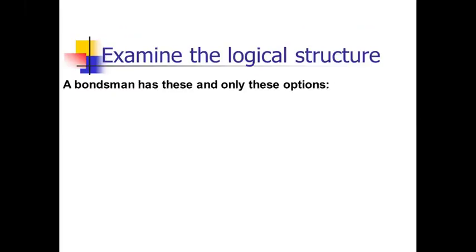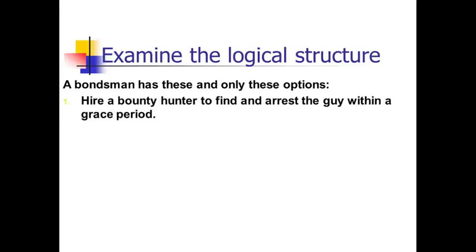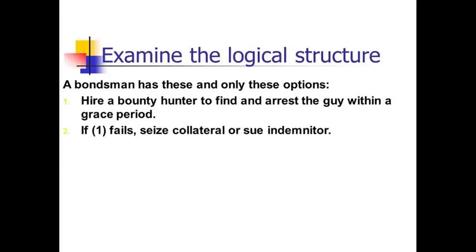There's also a set of logical arguments here, like a mathematical set of logical arguments. A bondsman has these and only these options, exactly three options. Here they are. You hire a bounty hunter to find and arrest the guy within the grace period. That's one option. Or, if that fails, you can seize the collateral or sue the indemnitors, so you take whatever the defendant left behind. And then if that fails, you have to pay the money yourself. The bondsman or bondswoman has to pay the money him or herself. So those are the three options, because the money is owed to the court. One of those things has to happen.